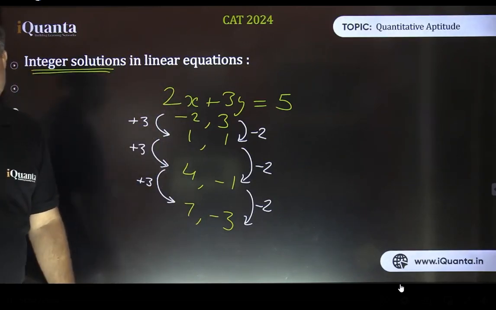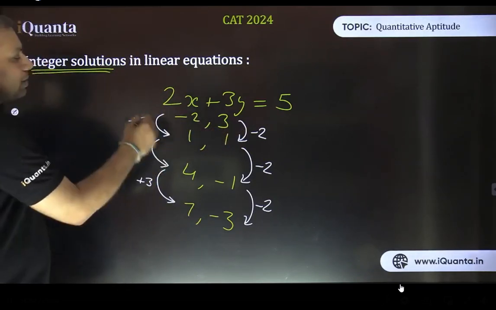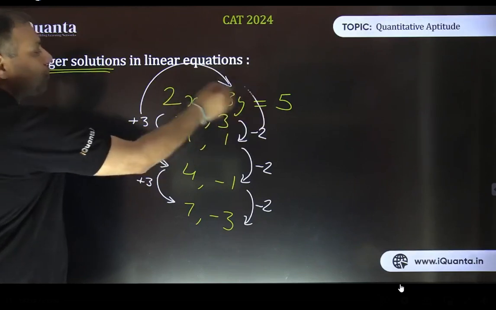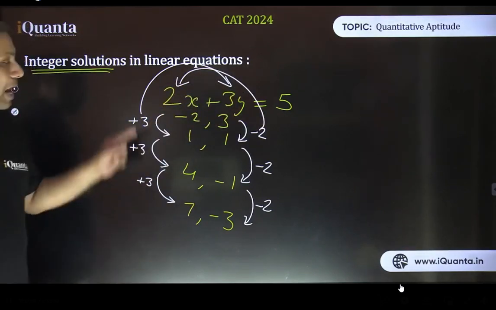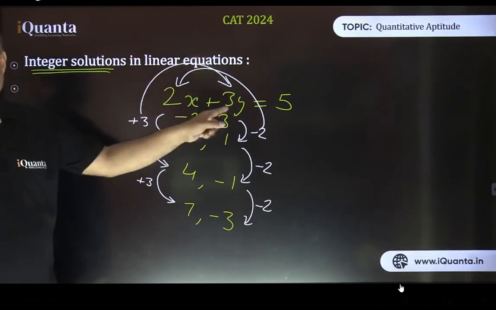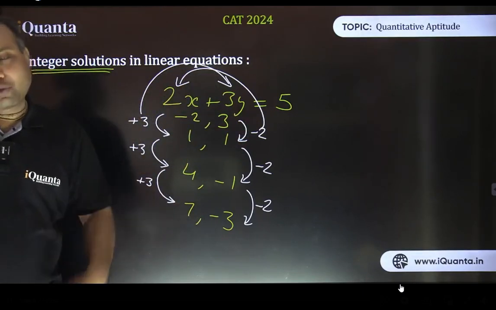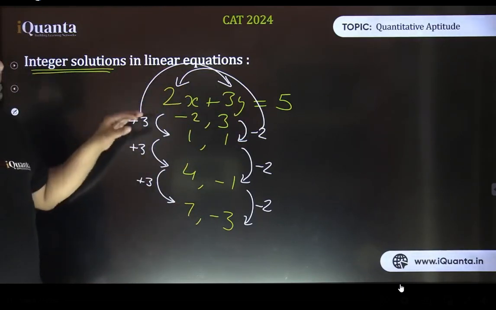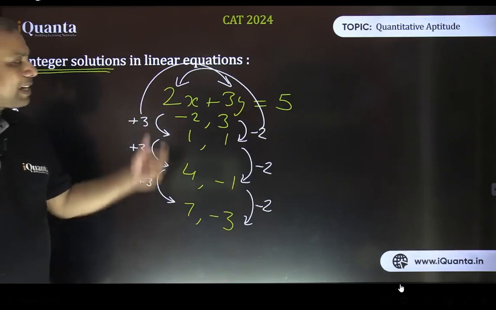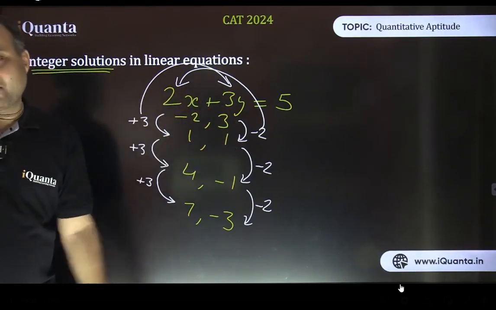And if I look carefully, as somebody was asking, where did these 3 and 2 come from? These 3 and 2 are nothing but the coefficients of the other variable. So values of x are varying with the coefficient of y, and values of y are varying with the coefficient of x. That is the important point here. So that's the whole thing which we have to understand in this particular part. Provided we have got one solution, other solutions can be easily figured out, right?